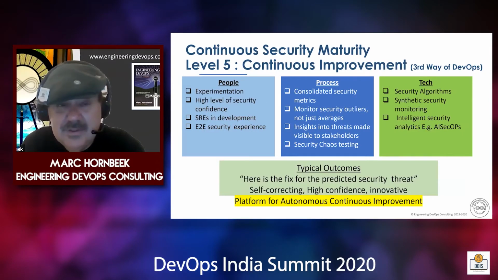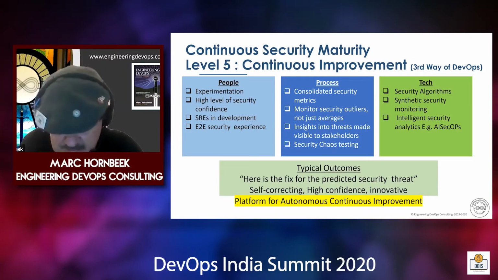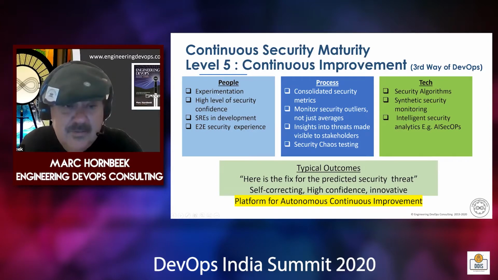The final level, which is the third way of DevOps, is kind of the forever level. If you get there, continuous improvement, continuous experimentation, and trying to figure out ways to make improvements. So at this level, people are involved in a lot of innovative experimentation with new security ideas, methodologies, high level of confidence. SREs are generally available within development to help steer what is important from a customer user viewpoint and business viewpoint.